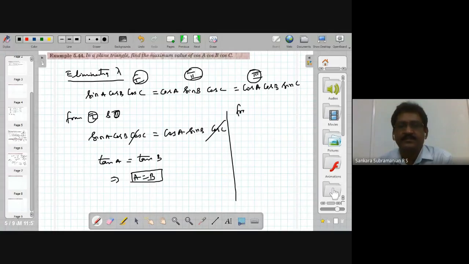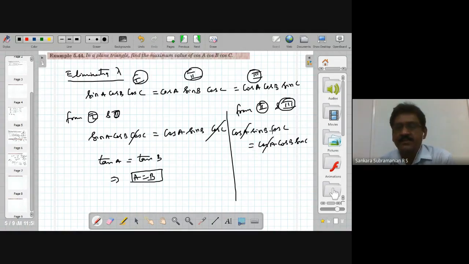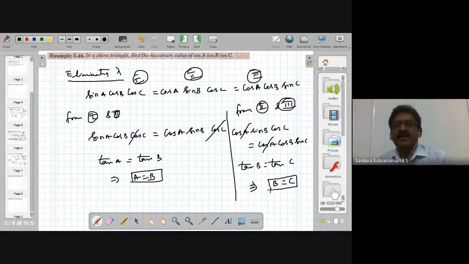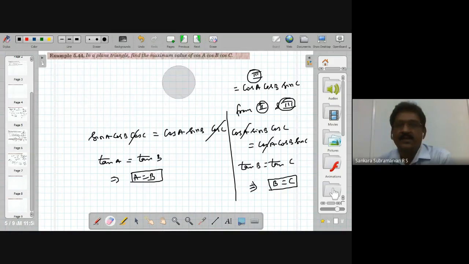Similarly, from equation 2 and 3, I can write cos A sin B cos C equal to cos A cos B sin C. Cos A will get cancelled. Sin B by cos B is tan B, equal to tan C, sin C by cos C. This implies B equal to C. Now I know that A plus B plus C equal to 180 degrees or so. So I'll use the relation to find A, B, C.